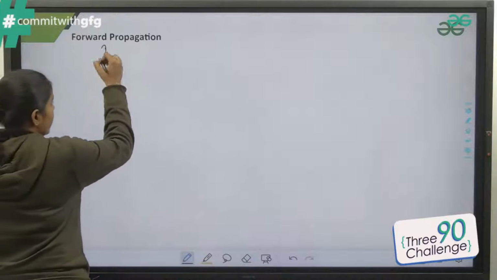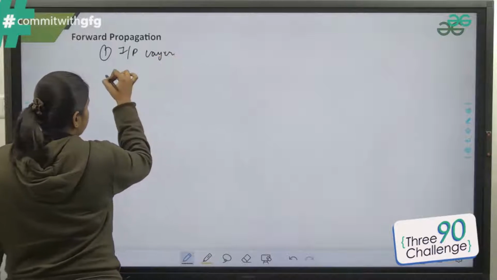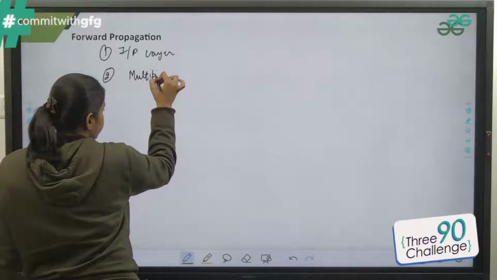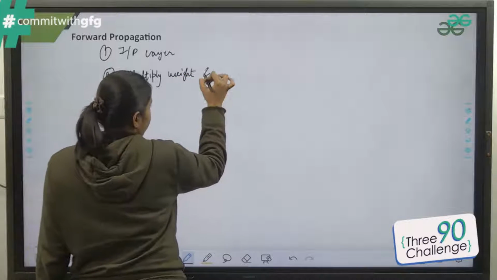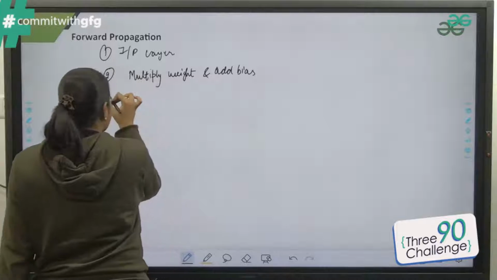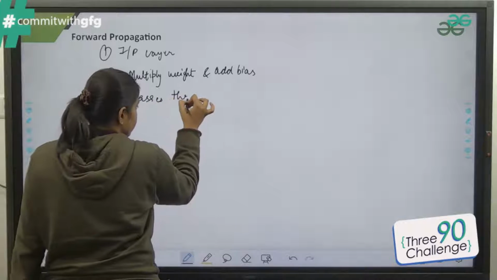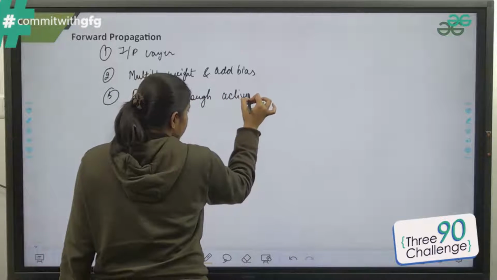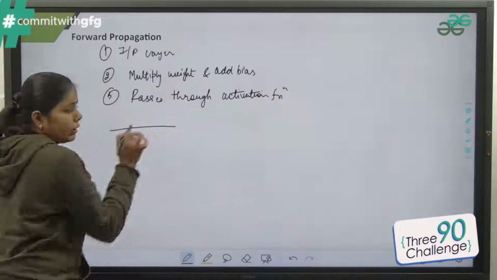First we have the input layer, then I have multiplied weight with features and added bias, right? And then passed through an activation function, and I have done this for each of the layers, right?